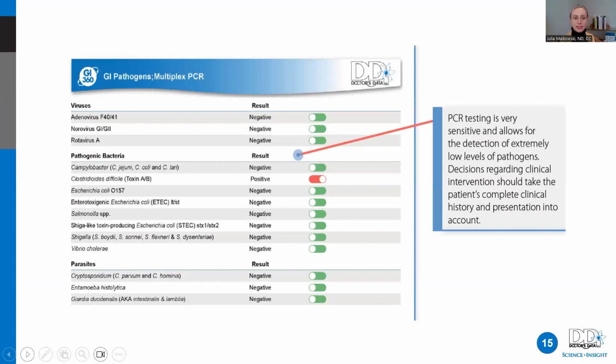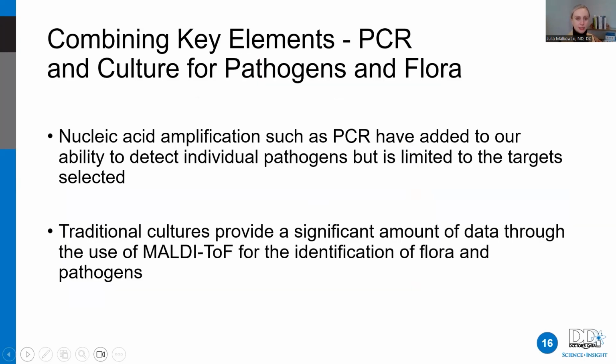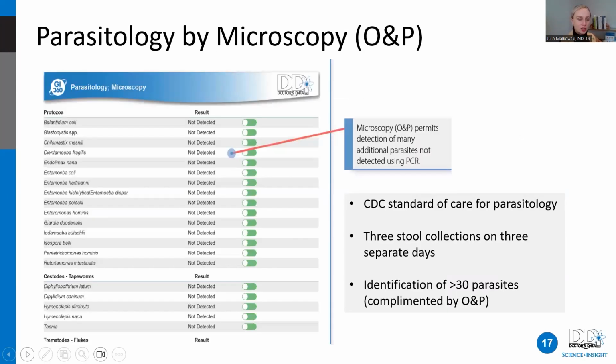This is a very sensitive portion of the test, looking directly for these pathogens, virus, pathogenic bacteria, and parasites. The next piece of information we have is that we are going to combine that testing with the culture. So let's take a look at that information. Oh, excuse me. We're going to discuss the parasitology first. So the parasitology is here.